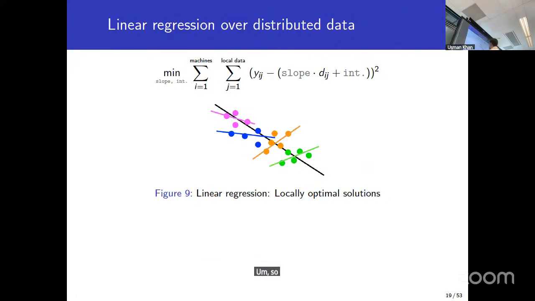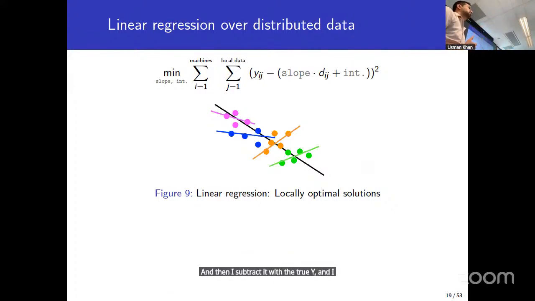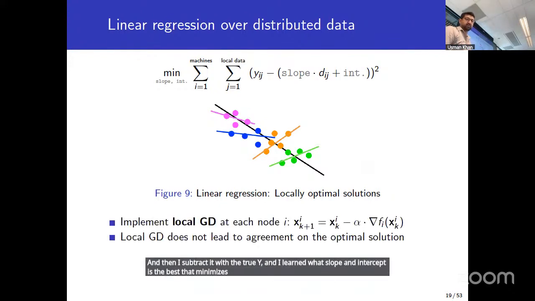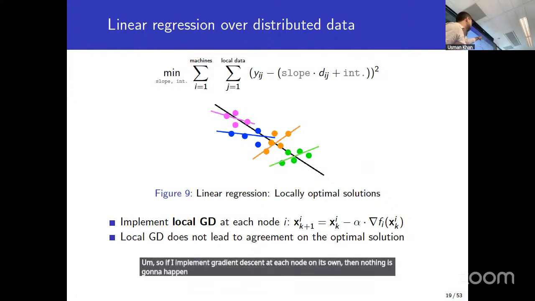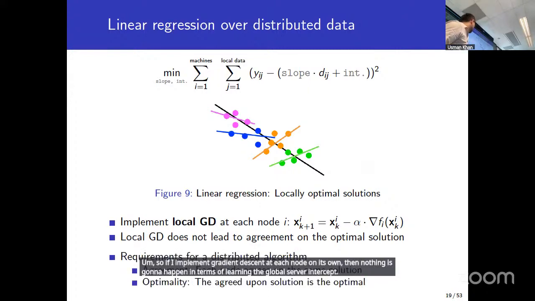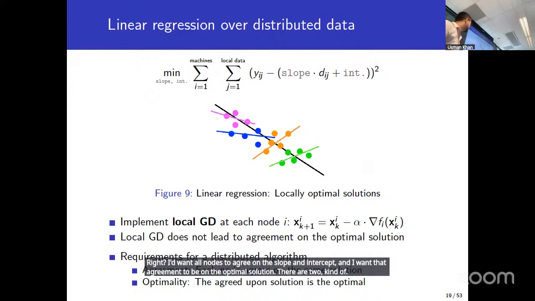So the data is given to me as two coordinates, x and y. I take the x coordinate and I predict what y is by using this equation. Then I subtract it from the true y, and I learn what slope and intercept is the best that minimizes this error. So if I implement gradient descent at each node on its own, then nothing is going to happen in terms of learning the global slope and intercept. So what I want for my distributed algorithm is that I want all nodes to agree on the slope and intercept, and I want that agreement to be on the optimal solution. There are two kinds of ingredients that I want.